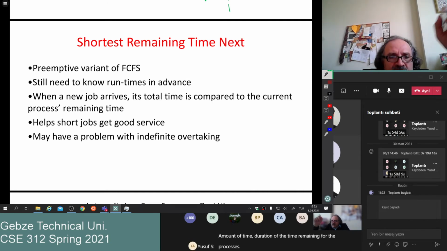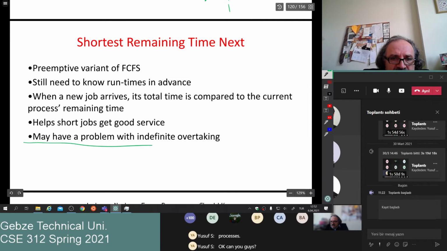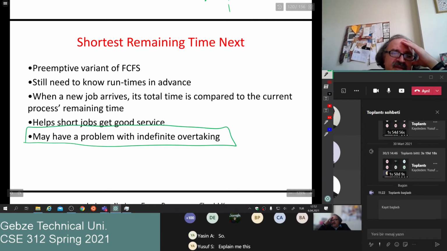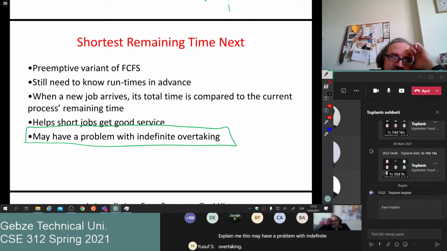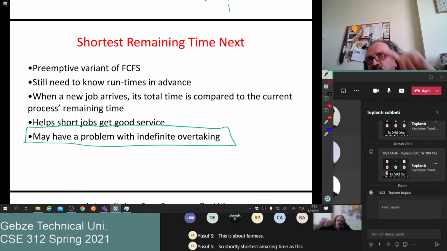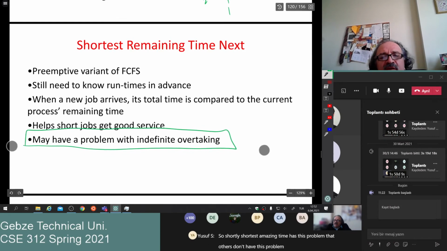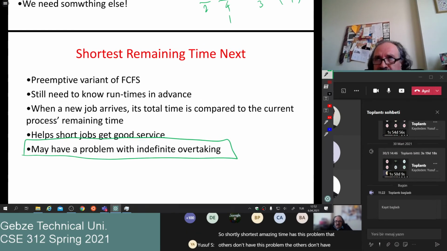Okay, can you explain this to me? It may have a problem with indefinite overtaking. What is this? This is about fairness. Shortest remaining time has this problem. The others don't have this problem, but shortest remaining time does.